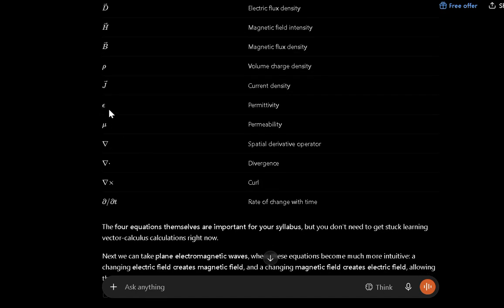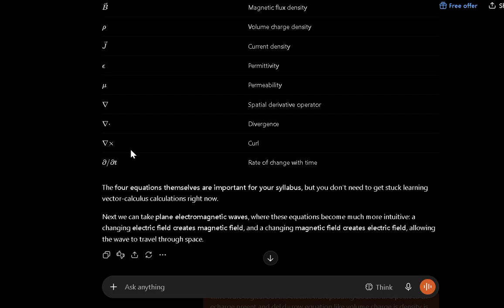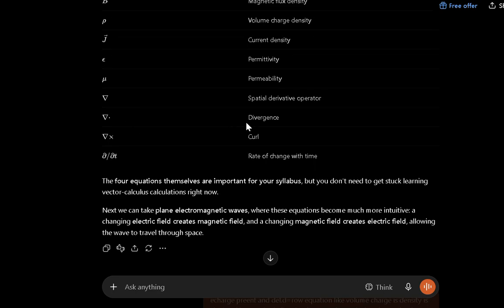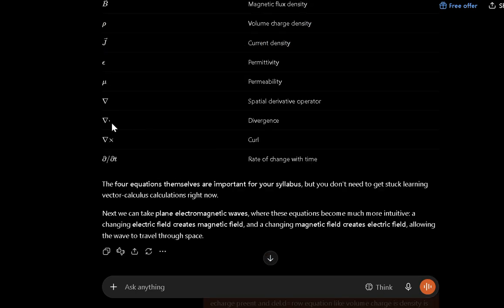Permeability. Permittivity is used in electric fields, and permeability in magnetic fields. This is the spatial derivative operator. This is divergence. This is curl. So this is the spatial derivative operator. With the dot, we call it divergence.